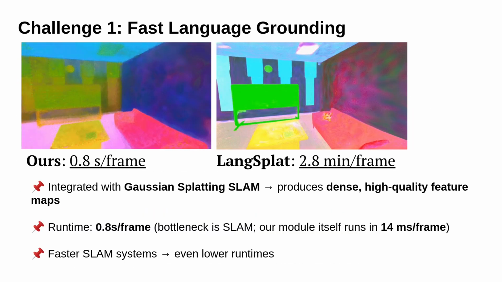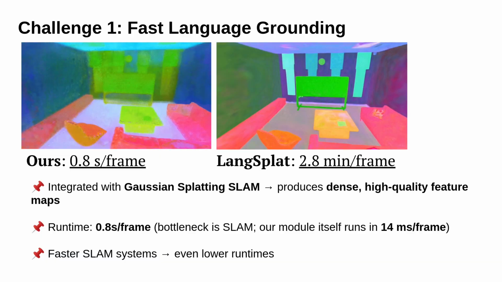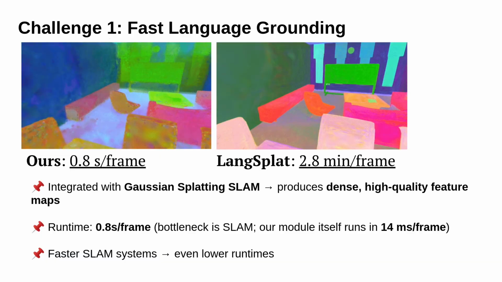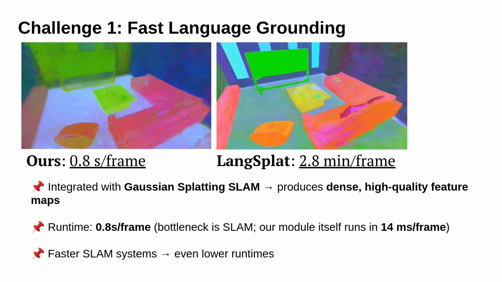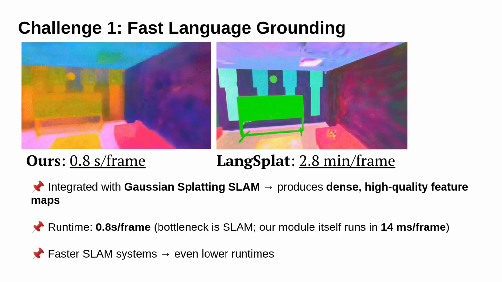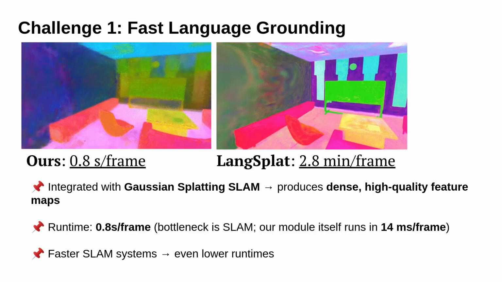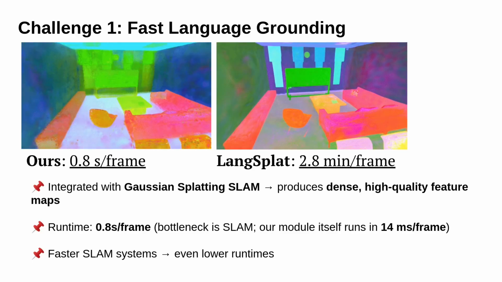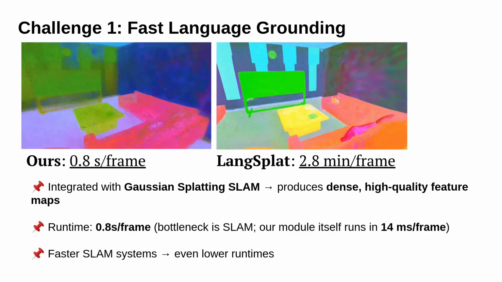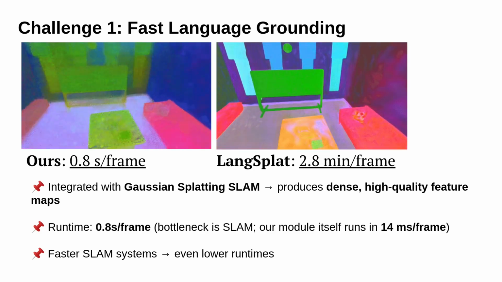Here we integrated our module into a Gaussian splatting SLAM system. On the left, you see our result. We generate dense, high quality feature maps at a fraction of the cost compared to LangSplat, shown on the right. Our current runtime is 0.8 seconds per frame, which is already 200 times faster than LangSplat. With much faster SLAM systems, we can push this runtime even further down while keeping the same level of quality.